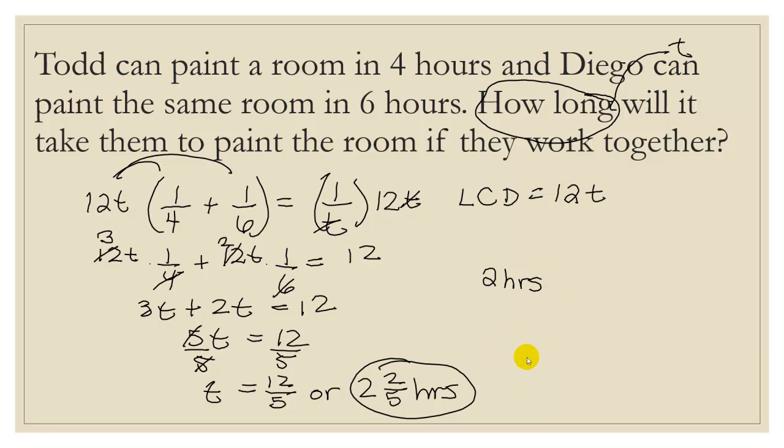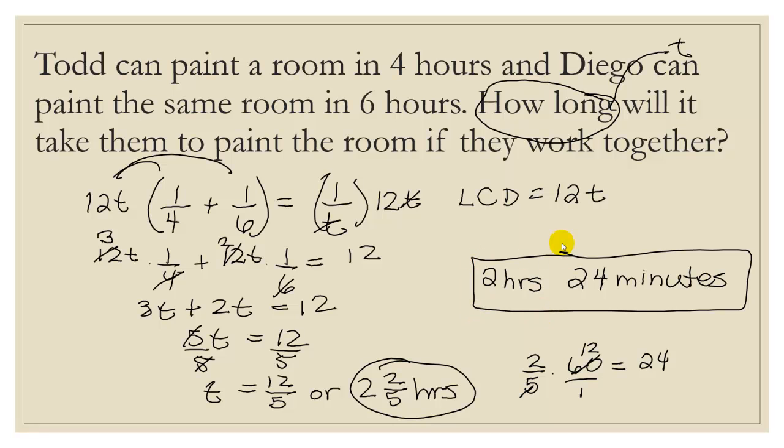So if you want to break that down, 2/5 of an hour, well, an hour is 60 minutes. So we can just multiply it by 60. 60 divided by 5 is 12. So therefore, we get 24 minutes. So it's 2 hours and 24 minutes if we wanted to express it the way most people would. And that's our answer. I would definitely accept 2 2/5 hours on a test though. Or even 12/5.